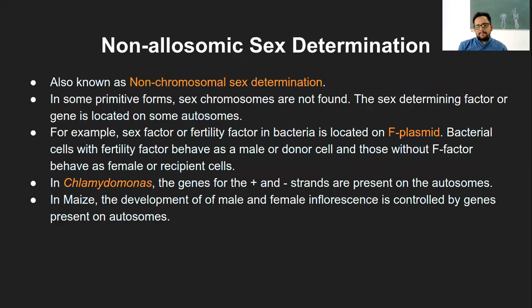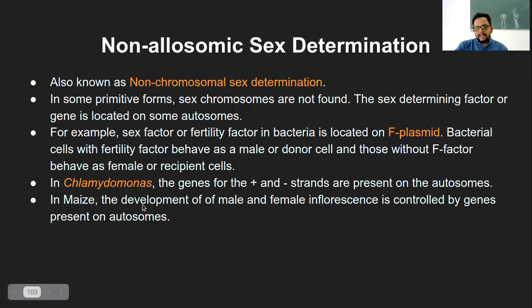Then another example that is given here is Chlamydomonas, that is another species. The genes for the plus and minus, or the positive and negative strands, are present on the autosomes. Now, because they are not sex chromosomes, everything is called autosome there, because that is just genetic material. And the positive and negative strand refers to the strand which will specifically designate the gender. I don't know which strand is which one, but in Chlamydomonas that is the case.